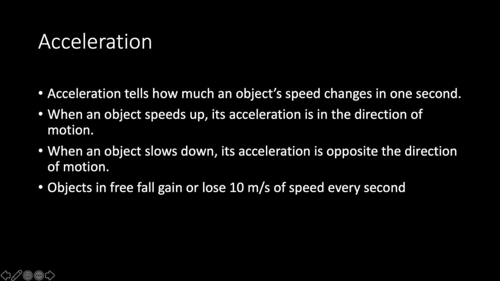So, acceleration. Acceleration tells how much an object's speed changes in 1 second, because we measure it in meters per second squared. When an object speeds up, its acceleration is in the same direction as motion. When an object slows down, the acceleration is in the opposite direction of motion. That's why it's slowing down.